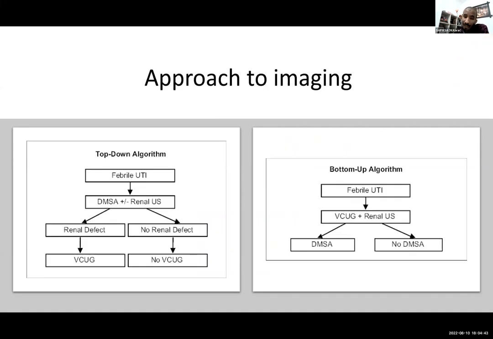So in general, to sum up the approach to imaging, there are two approaches. Either you can go with what is called a top-down approach. In the top-down approach, you start from above and then you go below. If a child presents with febrile UTI or recurrent UTI, some people might start by doing DMSA scan with the renal ultrasound immediately. And then based on the result of the DMSA scan, if they find the scar, they might consider doing MCUG. If there is no scar, the doctor will not proceed to do MCUG. So this is known as the top-down approach.